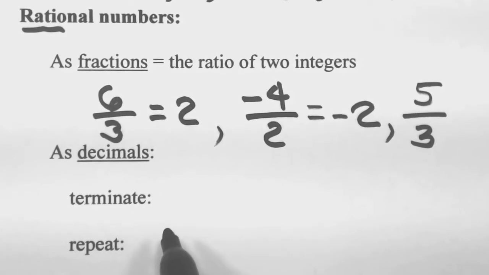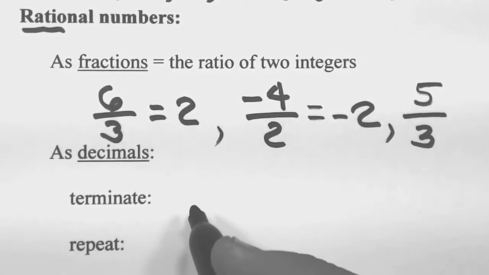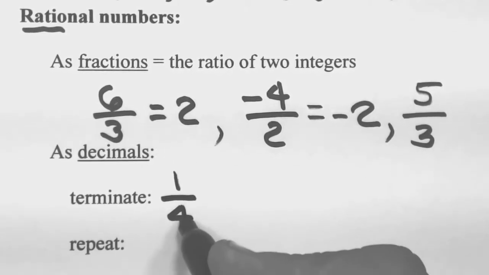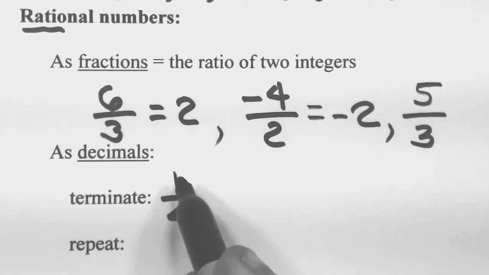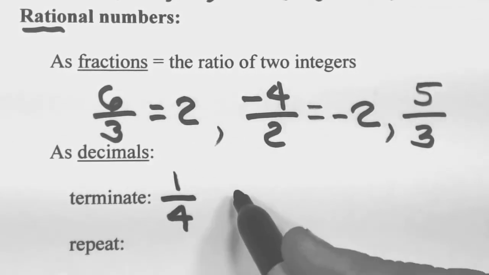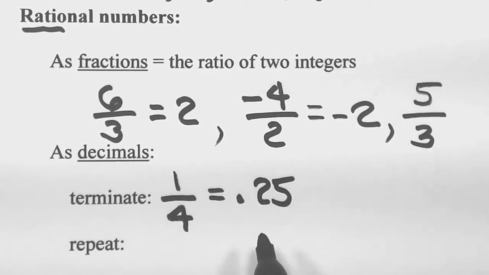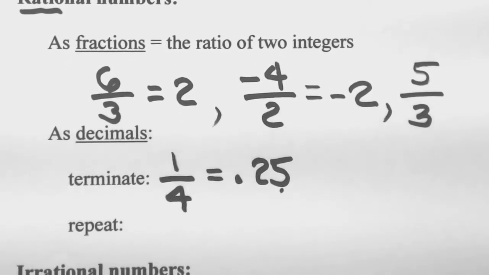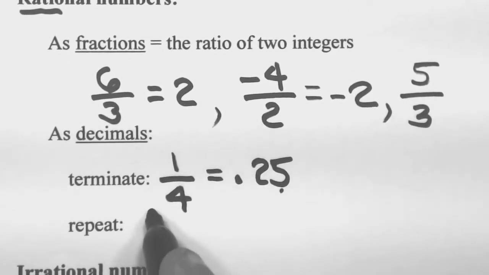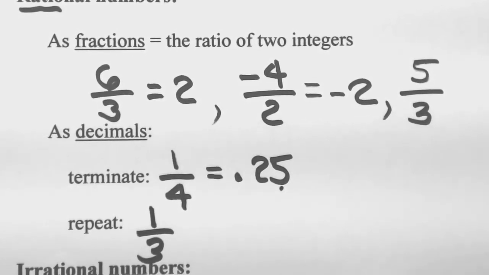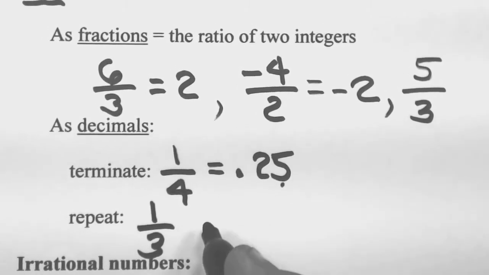As decimals, rational numbers always do one of 2 things. Let's look at a couple of simple examples. 1/4. Now that's definitely a rational number. 1 and 4 are both integers, but as a decimal, we know 1 divided by 4 is 0.25, so this is a decimal that terminates or comes out right on the button in the hundreds place. Well, besides doing that, decimals or rational numbers can always repeat. And so let's look at the classic example, 1/3. Well, if you take 1 and divide it by 3, you know what you get.